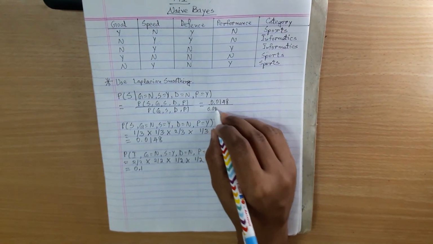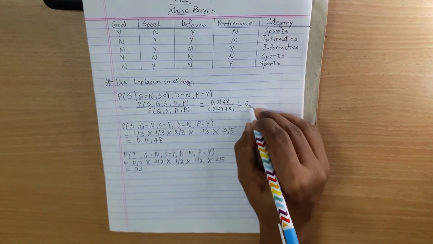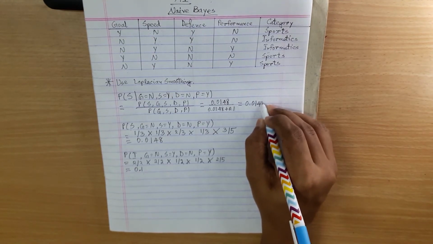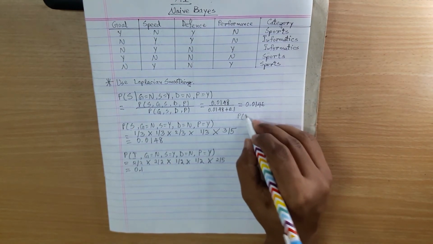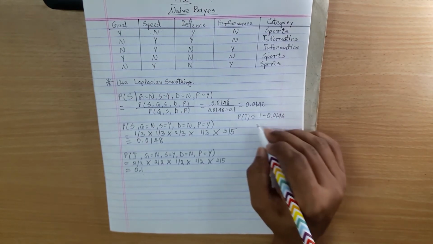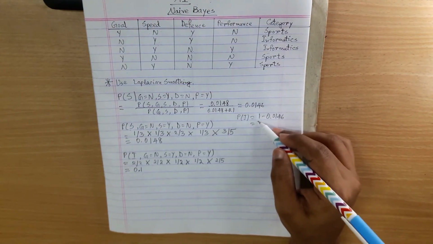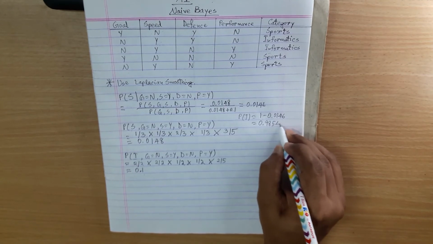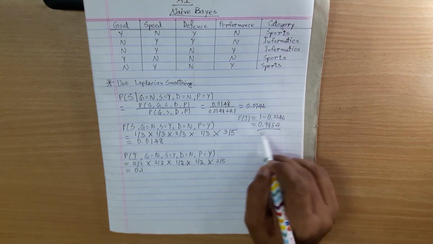So 0.0148 plus 0.1. So the probability should be about 0.0146. So this is for the sports. If it was for informatics, it would have been 1 minus 0.0146, because there are only 2 categories here, so you can just use this. And this should be 0.9854. So for this document, this is going to be an informatics document.